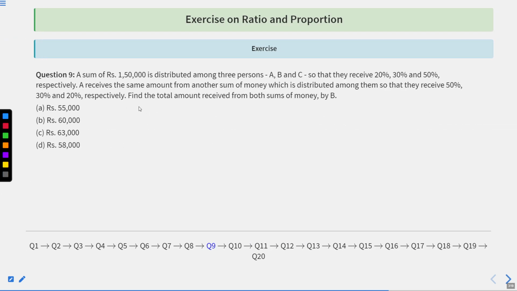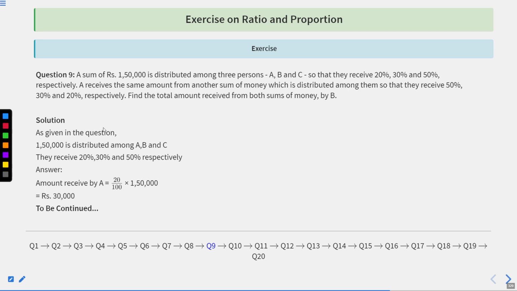Question number 9. A sum of rupees 1,50,000 is distributed among three persons A, B, C, so that they receive 20%, 30% and 50% respectively. A received the same amount from another sum of money which is distributed among them so that they receive 50%, 30% and 20% respectively. Find the total amount received from both the sums of money by B.